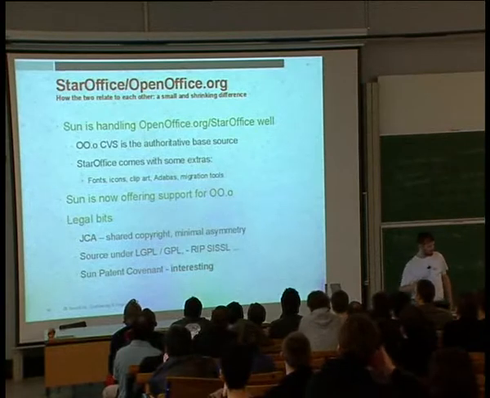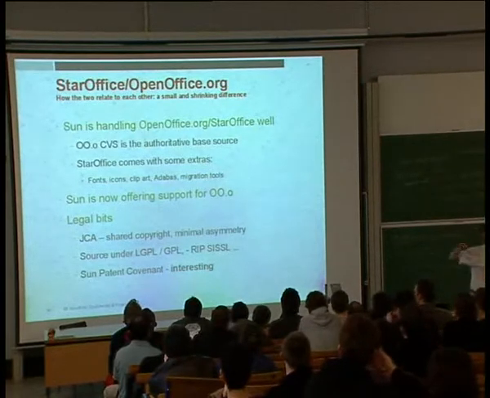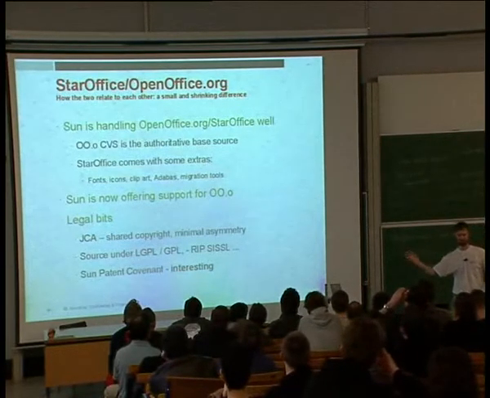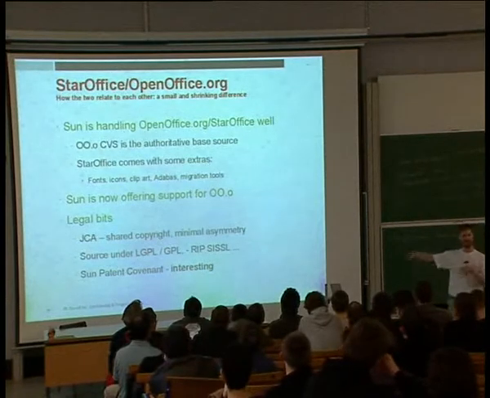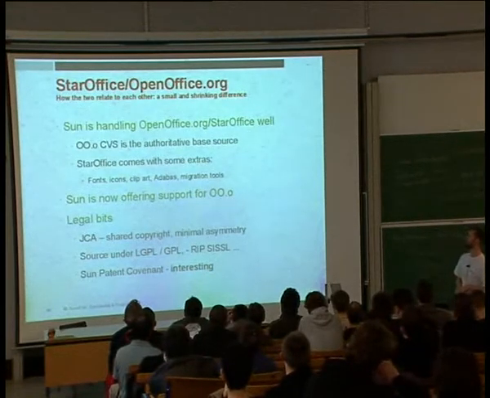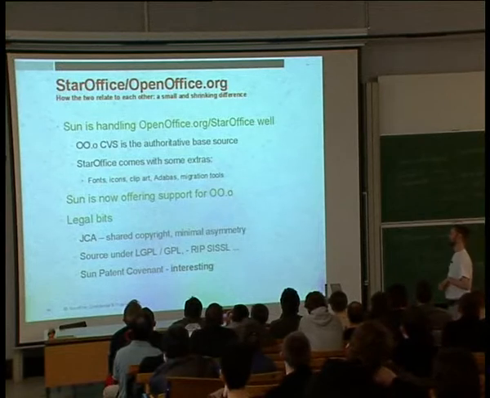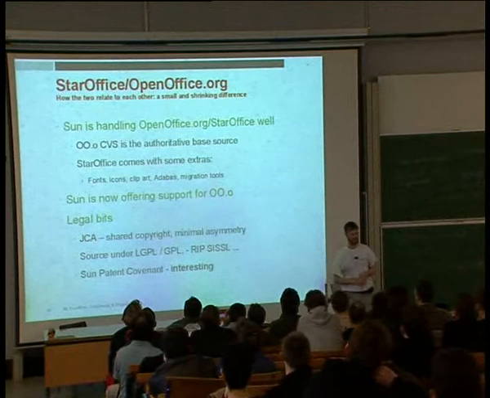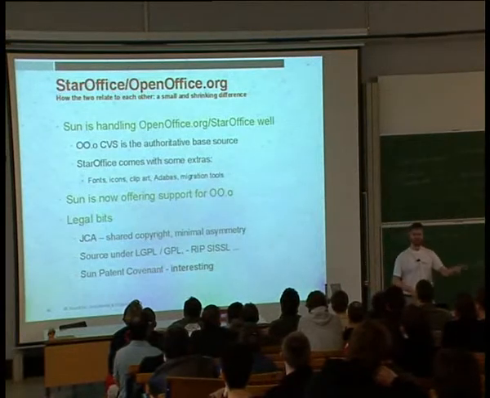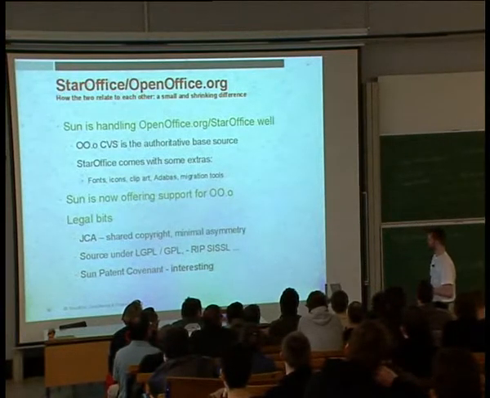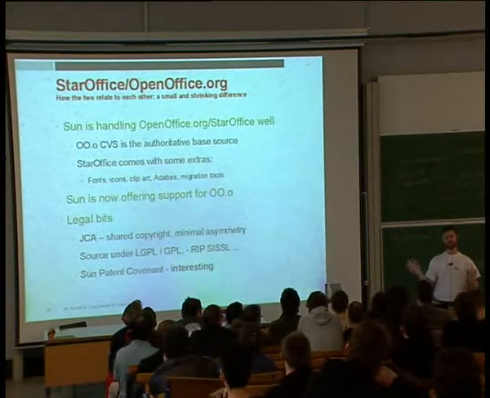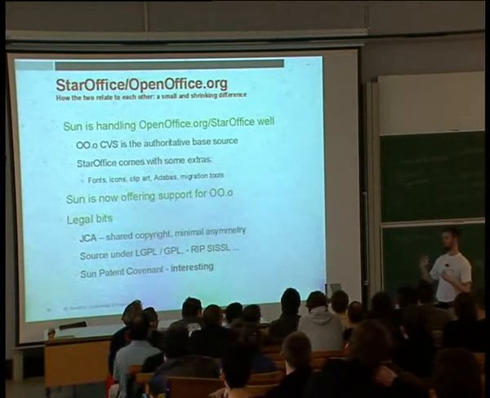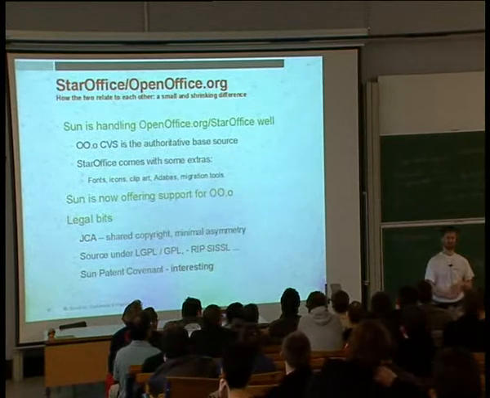There's some legal bits. There's a joint copyright assignment, so you own the copyright on your work, but Sun does too. It's sort of like fork, copy on write. Oh, I don't know. It copies your copyright, right? And the source is under the LGPL and not the GPL, obviously. And we've got rid of the SISSL because it was widely abused. You know, having this recorded is a shame in some ways. Never mind. It was widely abused by some people. I would suggest you go and Google for fork OpenOffice and see who's been doing it.